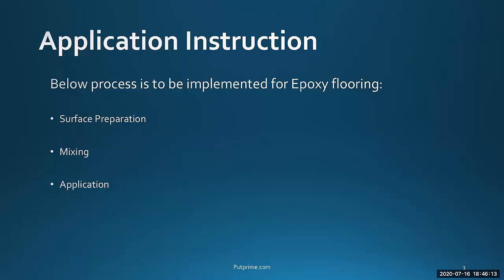Now we have to understand the process of application of epoxy flooring, how it has to be applied. For that, there are three steps: surface preparation, mixing and application. So what do we mean by surface preparation? Surface preparation is making the place free from all the dust and particles, stones, pebbles, anything. It has to be smooth and clean from all kinds of particles, so that when we are applying this epoxy, it should get properly spread over it.